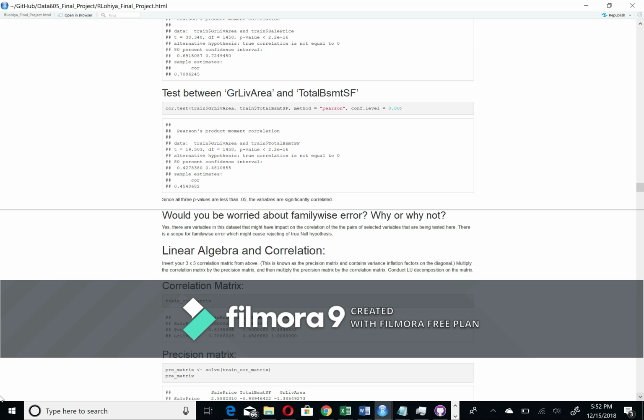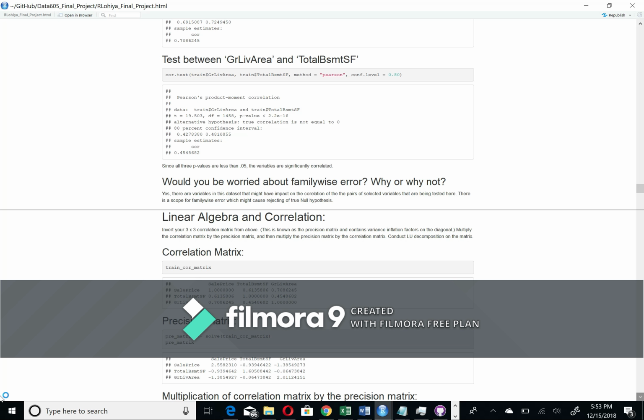There was a question: would you be worried about family-wise error? Yes, there are variables in the data set that might have an impact on the correlation of the pairs of selected variables that are being tested here. So there is scope for family-wise error, I would say.